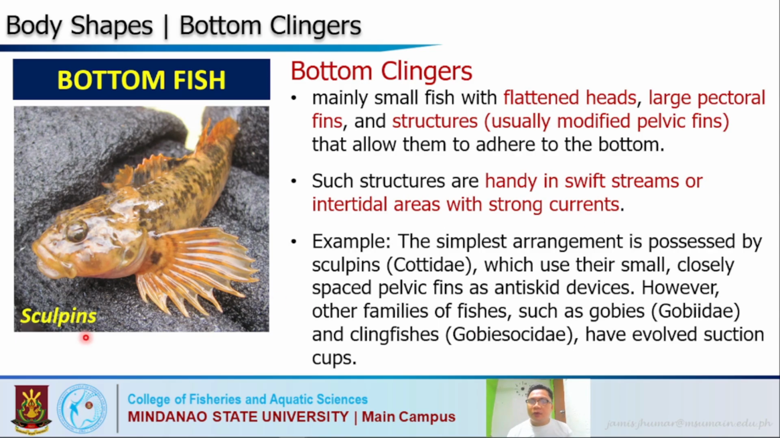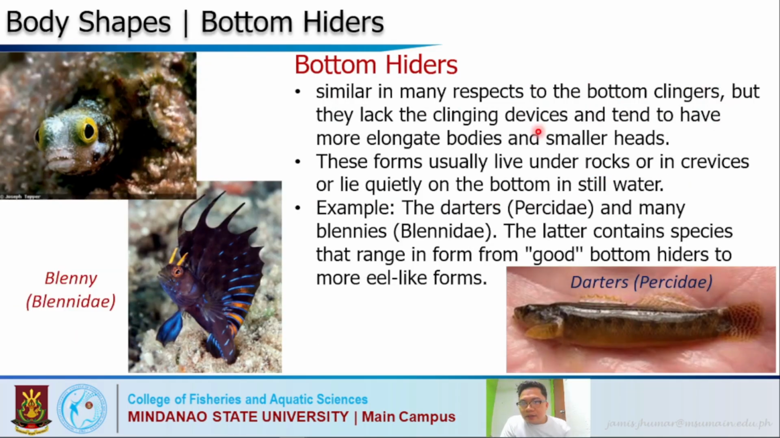So that's the bottom clingers. And then another type of bottom fish are the bottom hiders. Similar in many respects to the bottom clingers, but they lack the clinging devices or the modified pelvic fins. And they tend to have more elongated bodies and smaller heads.